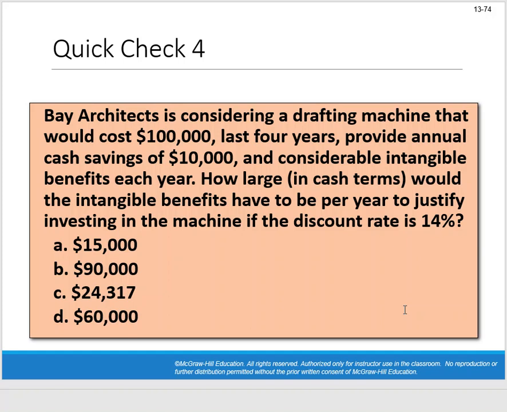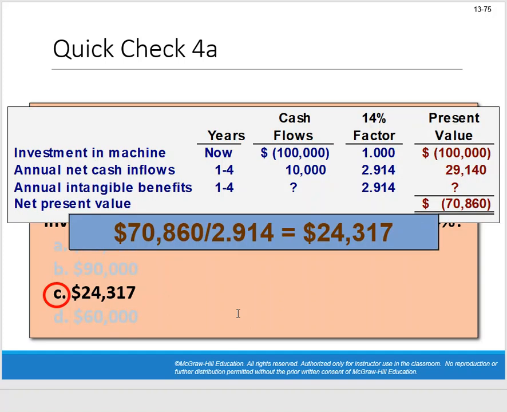Now, first of all, your answer choices are kind of funny. All of them are nice round numbers except for one, which maybe tells us something. I'm hoping you chose that answer. C, 24,317. And here's how it works.